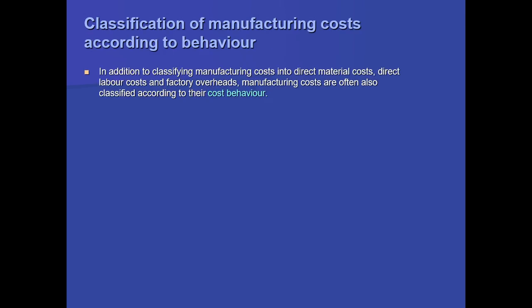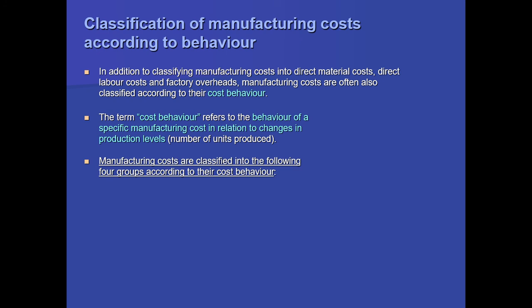Then we've got classification of manufacturing costs according to behavior. I won't dwell much on some of them. The term cost behavior refers to the behavior of a specific manufacturing cost in relation to changes in production. Certain costs, whether you produce more or less, remain the same. So we normally refer to those as fixed costs. And then we've got variable costs. They change as you produce more, you incur more cost. If you produce less, you incur less cost. Then we say costs vary, they are variable, right?